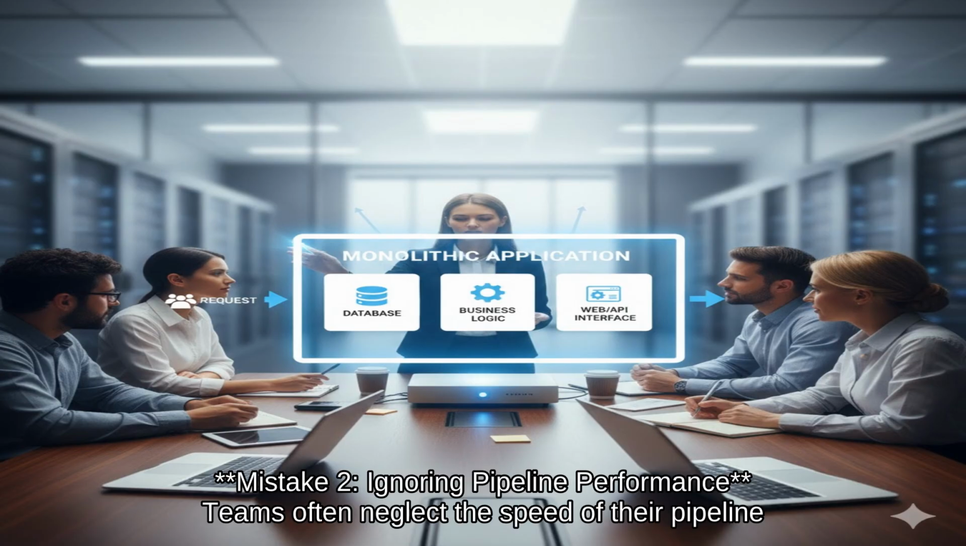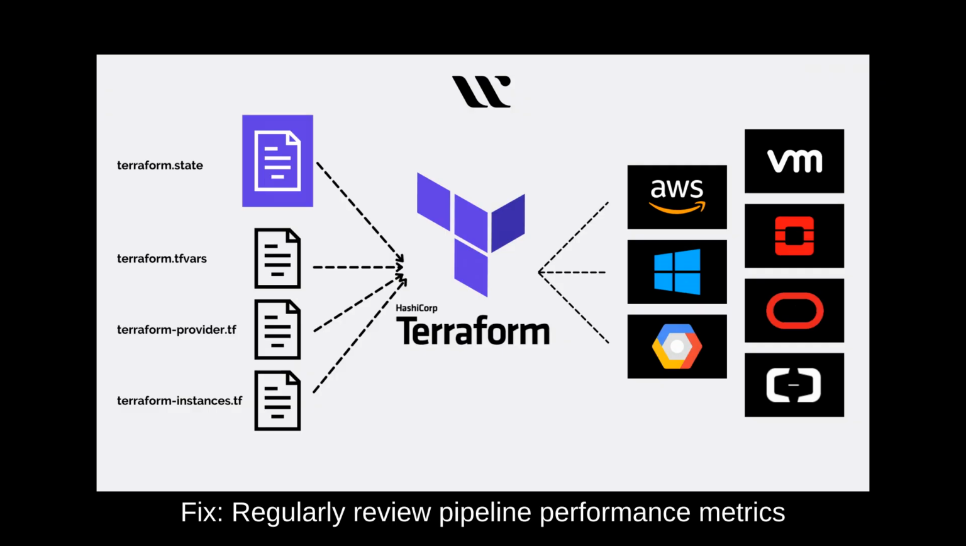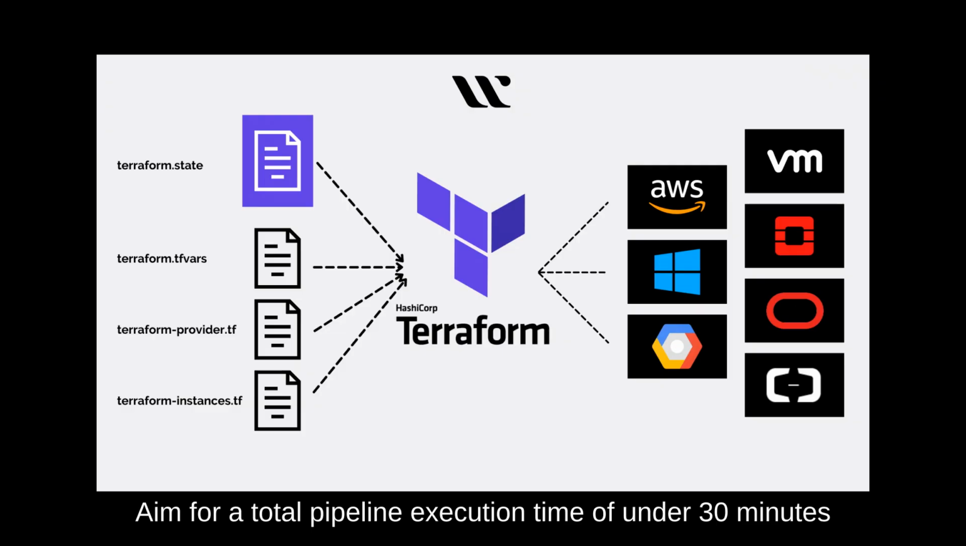Mistake 2. Ignoring pipeline performance. Teams often neglect the speed of their pipeline. Long wait times frustrate developers. Fix: regularly review pipeline performance metrics. Aim for a total pipeline execution time of under 30 minutes.